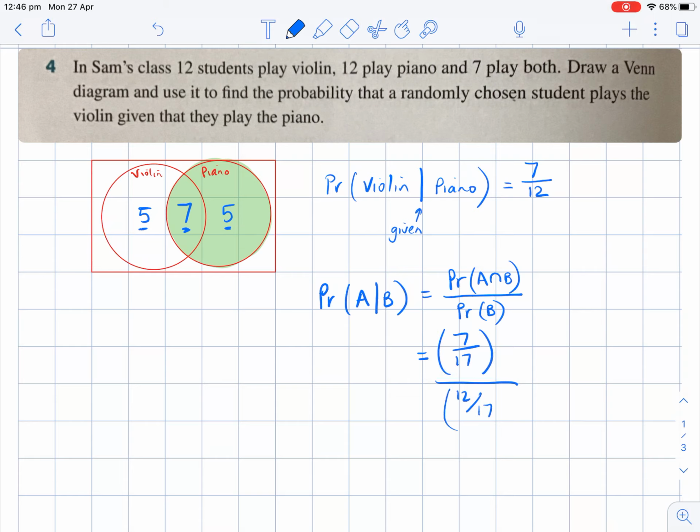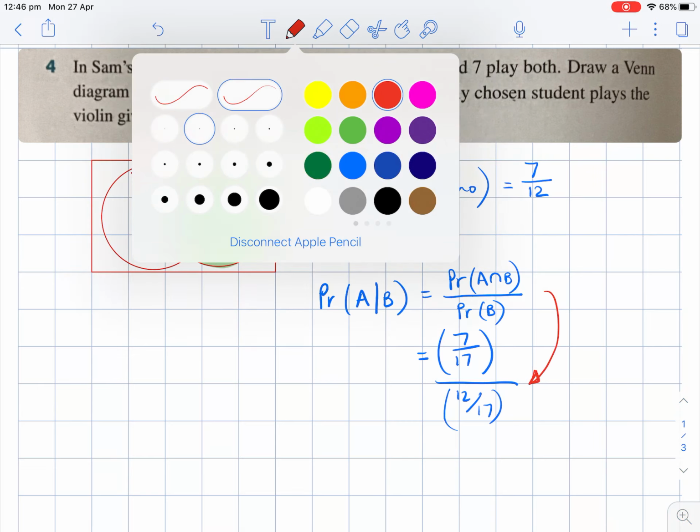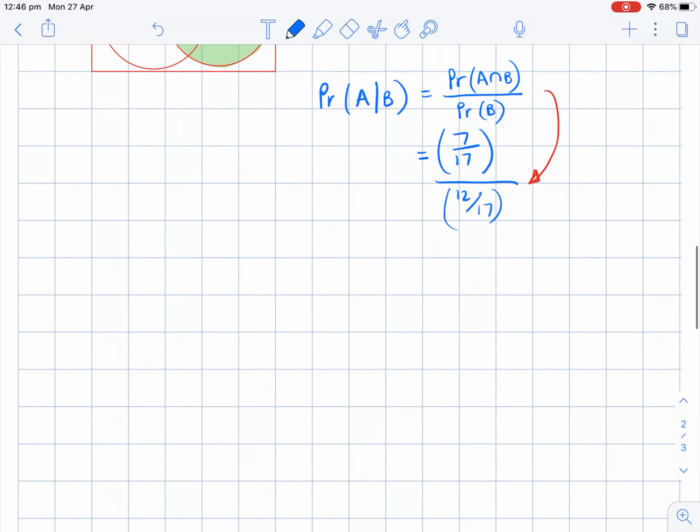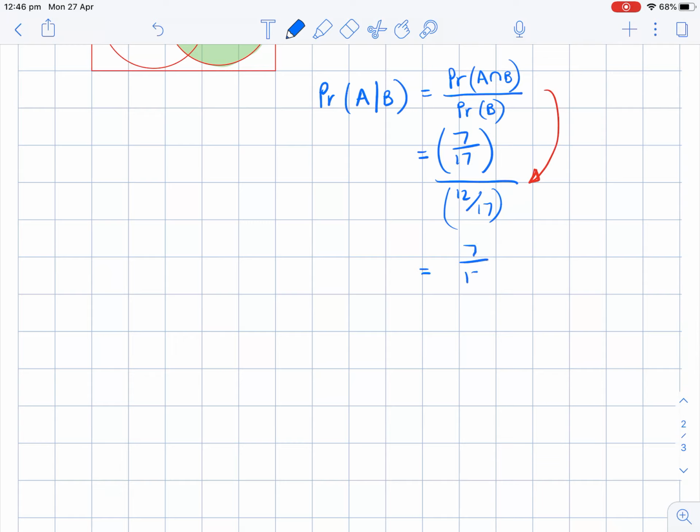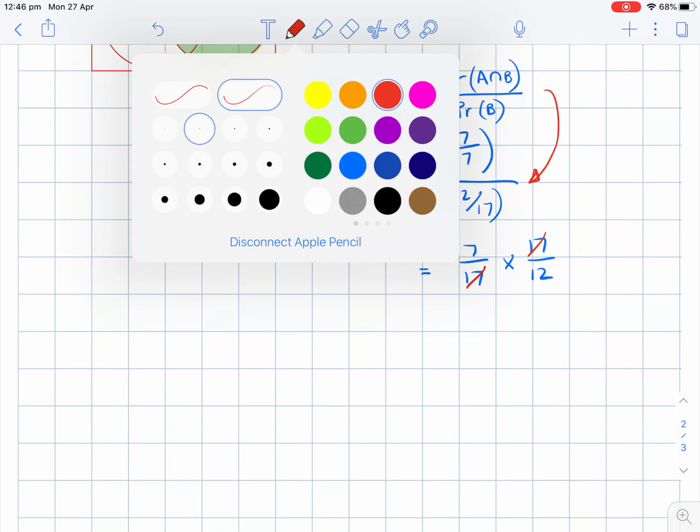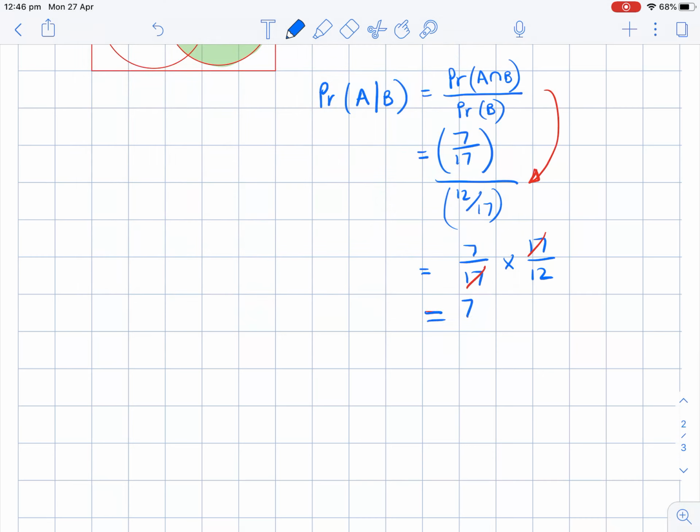So here's the top line, here's the bottom line. And when I divide fractions, I remember the rule for dividing fractions is I flip the bottom one and multiply instead. So I get 7 over 17 times 17 over 12. And my two 17s cancel each other out. I've got one on the top and one on the bottom. So the final answer ends up being 7 on 12. Just like we had before, but we've used the formula. Okay, so two different ways of thinking about conditional probability.